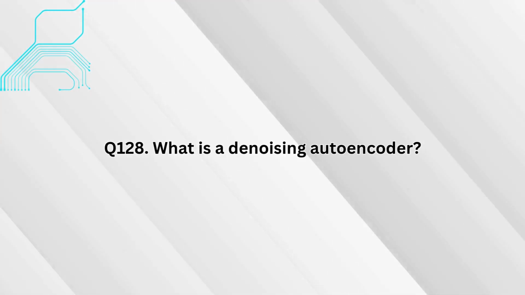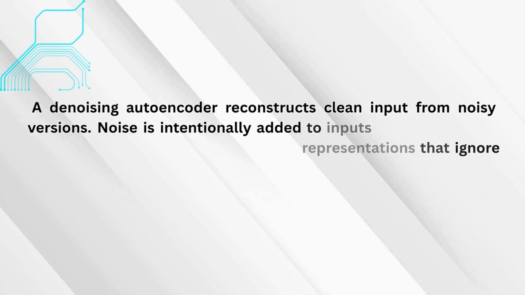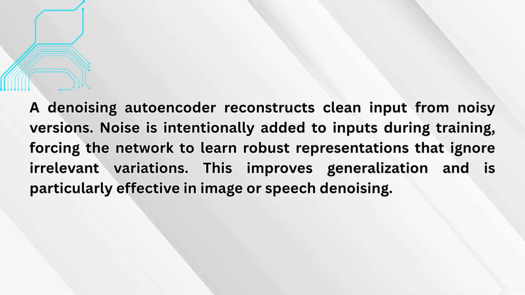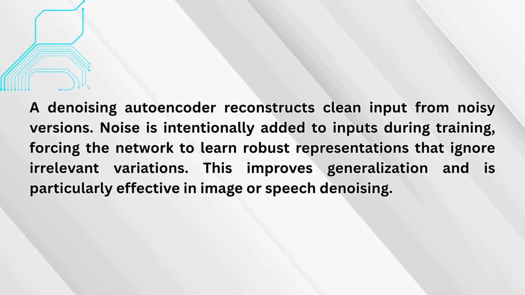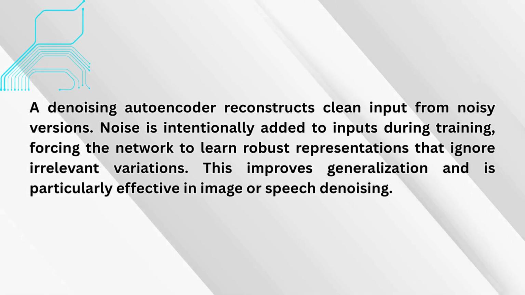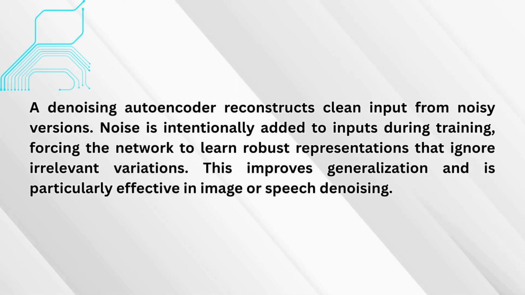What is a denoising autoencoder? A denoising autoencoder reconstructs clean input from noisy versions. Noise is intentionally added to inputs during training, forcing the network to learn robust representations that ignore irrelevant variations. This improves generalization and is particularly effective in image or speech denoising.